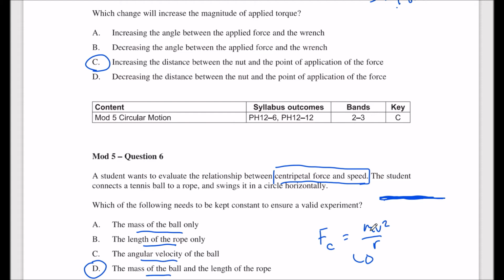As you can see from the formula, mass and radius, which is in this case the length of the rope, will need to be kept constant in order for us to identify whether or not there is a relationship between centripetal force and speed. So that's why m and r need to be kept constant. That's why D would be your answer for this particular response and not the other three.